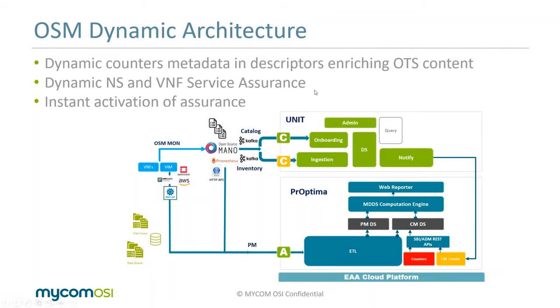It is very important that we not only detect the information at the VNF level, with the monitoring parameters and the descriptors defined and onboarded in OSM, but with our inherent capability in MYCOM OSI, we are also able to propose an assurance at the network service level. We are able to collect the information of the different VNFs composing a network service, and therefore provide monitoring at the network service level, with the information and quality of service that our customers require.